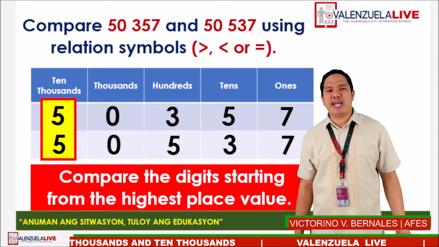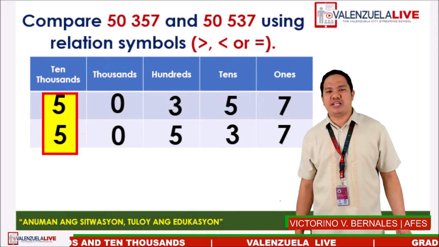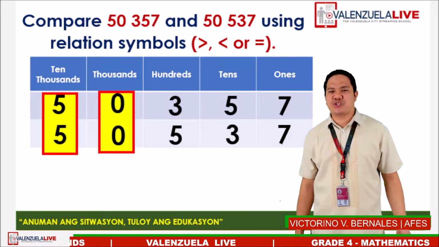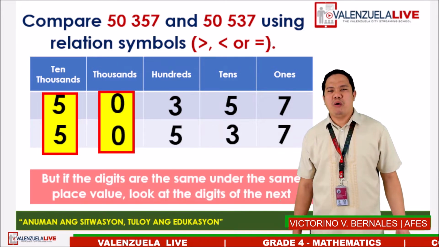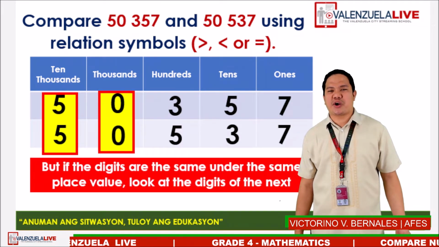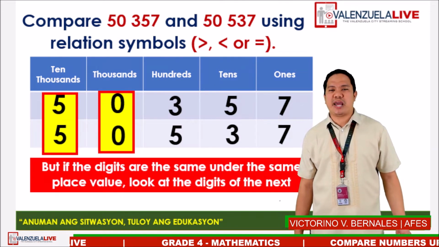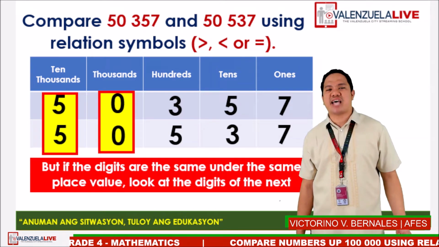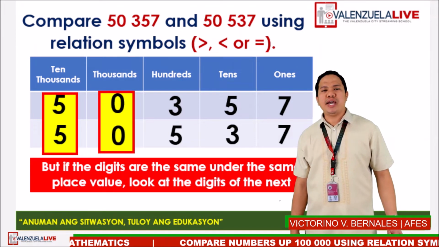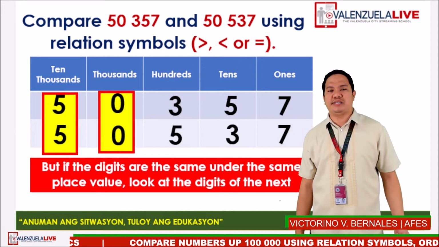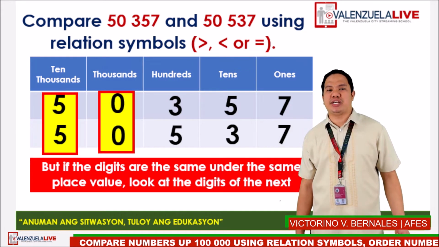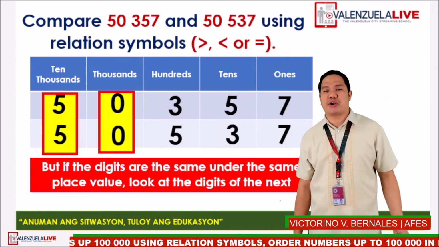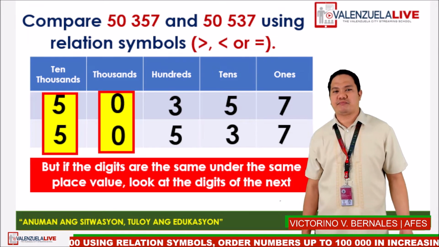How about in the thousands place? Are both digits the same? Yes, they are also the same. But if the digits are equal under the same place value, we have to look at the digits of the next higher place value. Looking at the digits in the hundreds place, the next pair of digits in each place value will determine which number is greater or less.